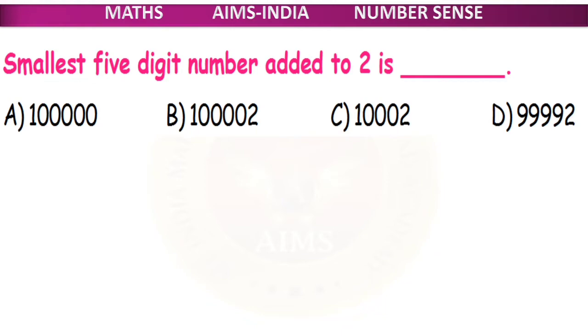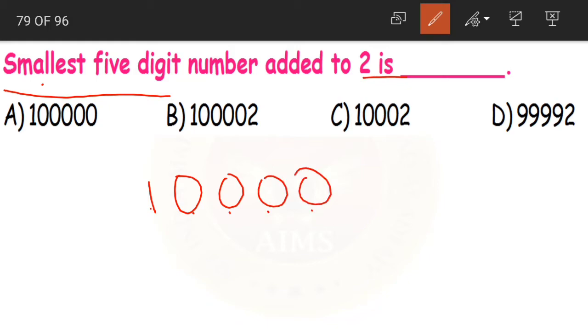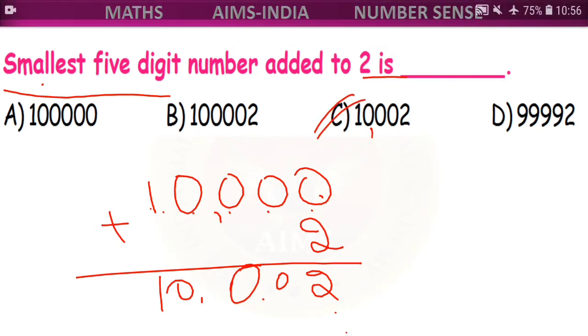Now moving on. The smallest 5-digit number added to 2 is dash. Now what should we do? We should take the smallest 5-digit number and add it to 2. What is the smallest 5-digit number? As I said, make 5 spaces. Yes, first digit will be 1 and the others will be zeros. To that we need to add 2. Now what will it be? 10,000 plus 2 becomes 10,002. 1, 3 zeros and 2. So option C becomes our correct answer.